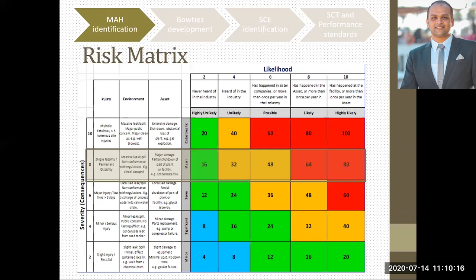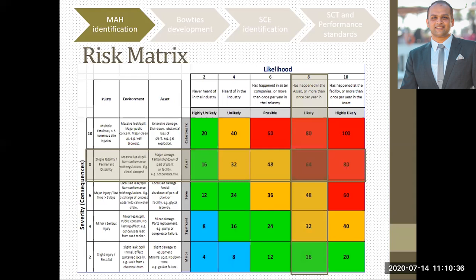For example, if we decide that it has happened in the asset, they knew that it happened in the asset before. So the result is this one, 64, which is represented here in our red zone. Red zone means that it's a major accident hazard. If the result is green or blue, or maybe even orange.